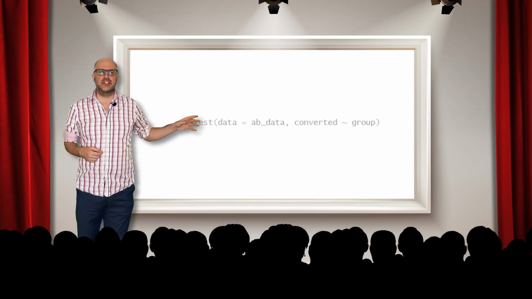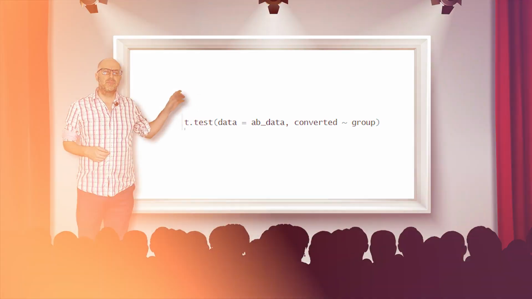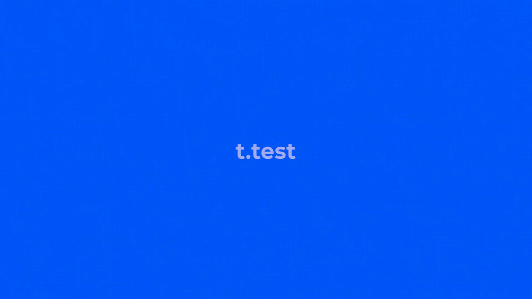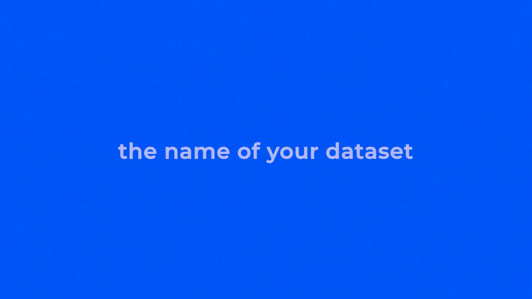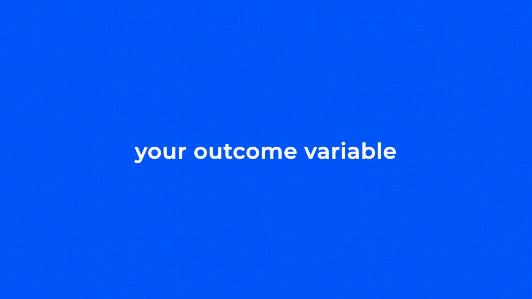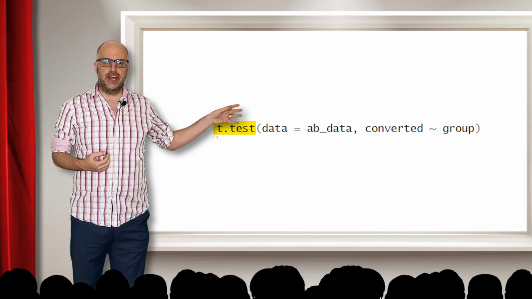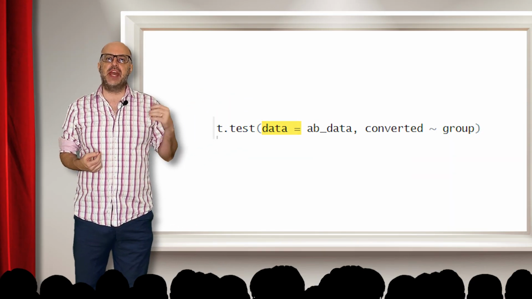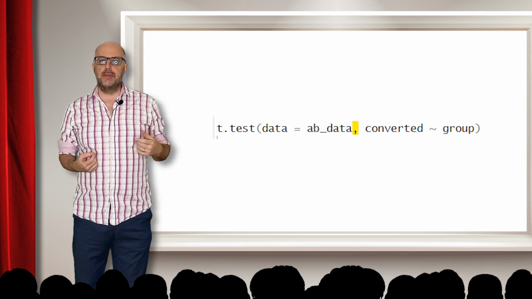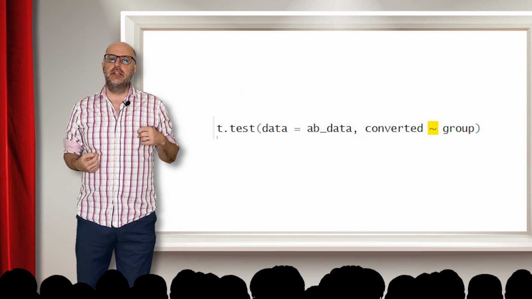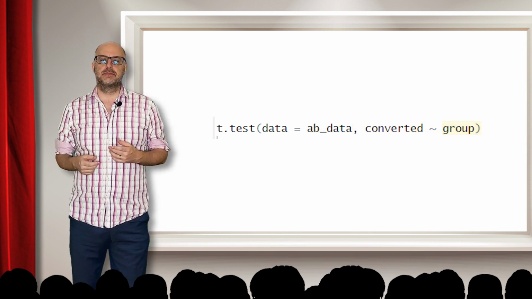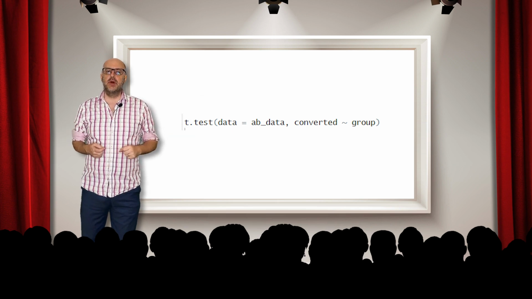Because we're just interested in programming this though, my interns have prepared the t-test language, which is really nice and simple. It's just t.test parentheses data equals the name of your data set, and then your outcome variable or independent variable, a tilde, and then your explanatory variable or dependent variable. In practice here, this looks like t.test(data = ab_data, converted ~ group). With that, let's run this and see what we get.